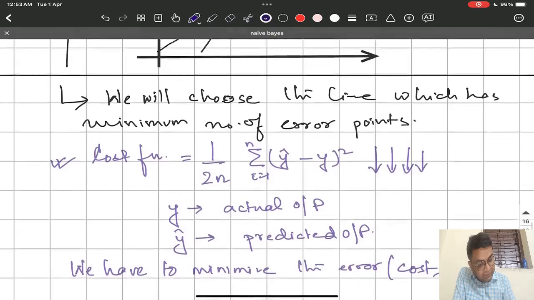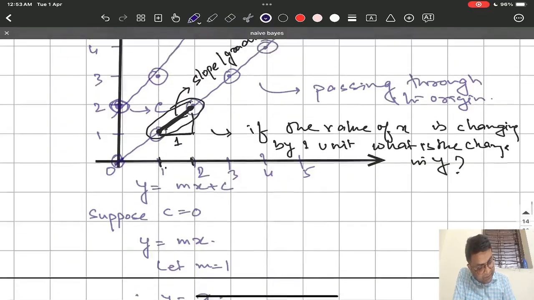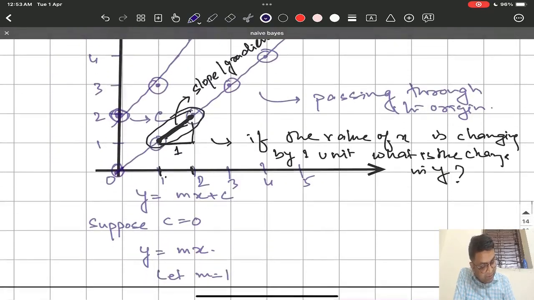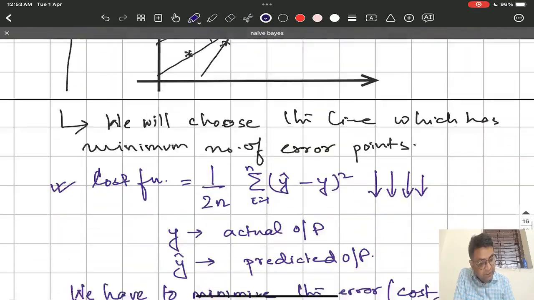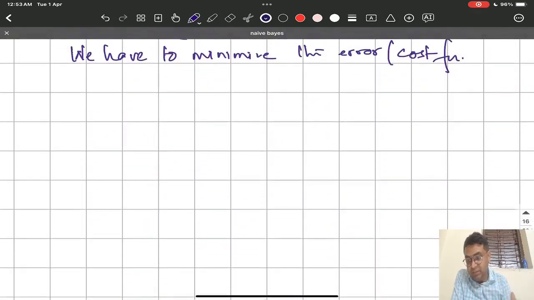First, we have taken an example, y equal to mx plus c, where c equal to 0, y equal to mx, and we have taken this m equal to 1. We will take this example once again and we'll understand the thing properly.